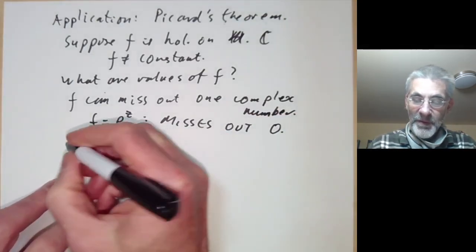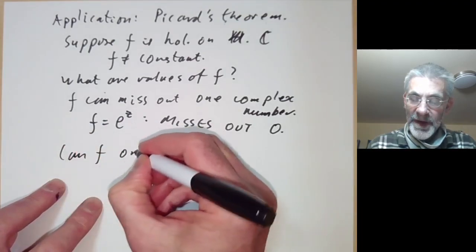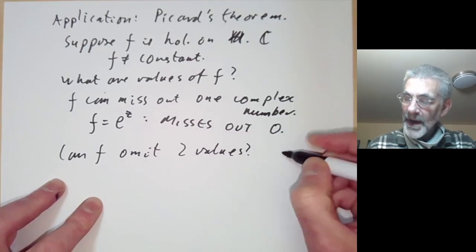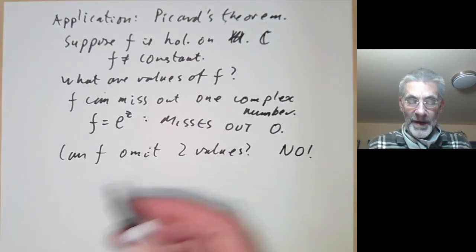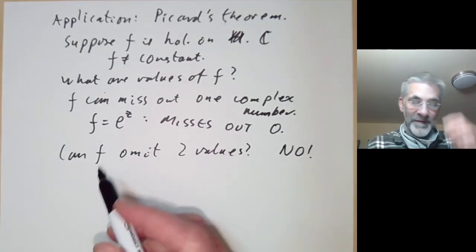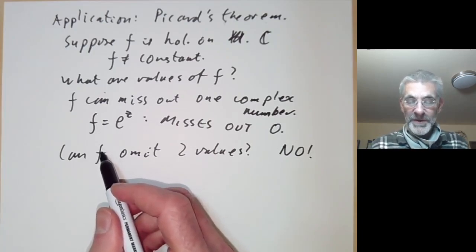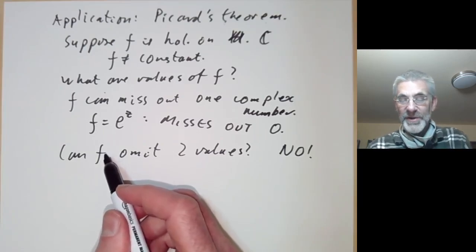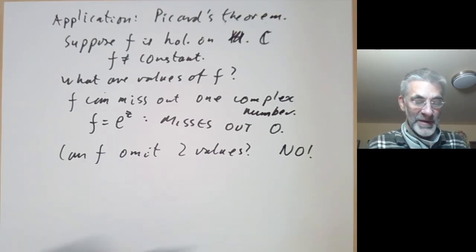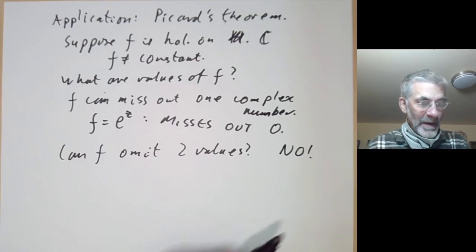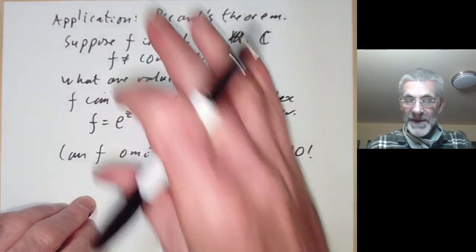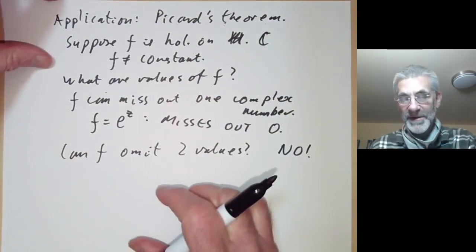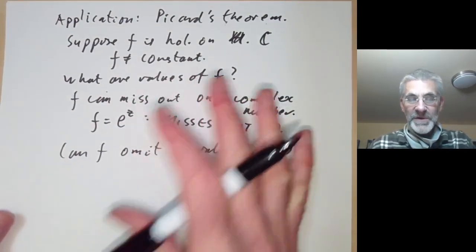And now we have the following problem. Can f omit two values? And the answer is no. So in other words, if we've got a holomorphic function that's not constant, then either the equation f of z equals 0 or the equation f of z equals 1 must have a solution. And so this question seems to have absolutely nothing whatsoever to do with modular functions. And the shortest proof of it uses modular functions.